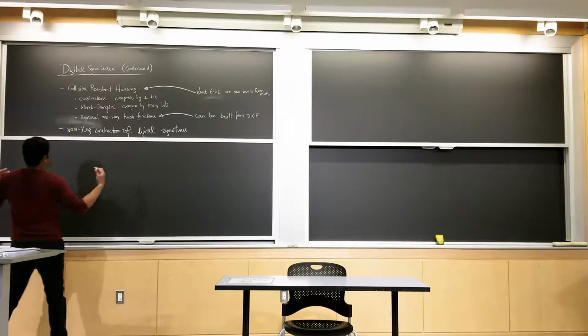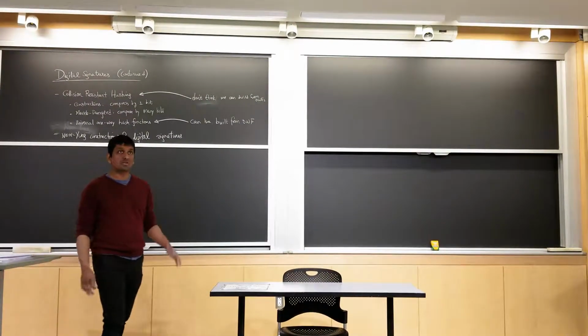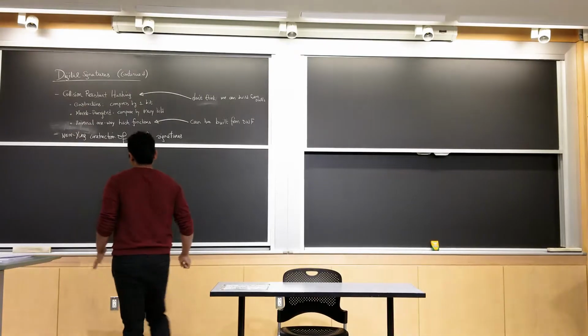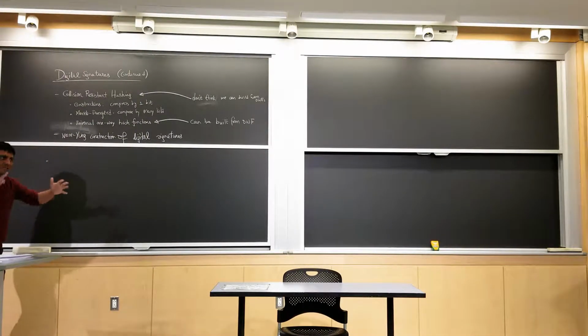All right, so let's start from something that we left off the last time, which is collision resistant hashing. Right, so collision resistant hashing. Then we'll get back to signatures. Don't worry.